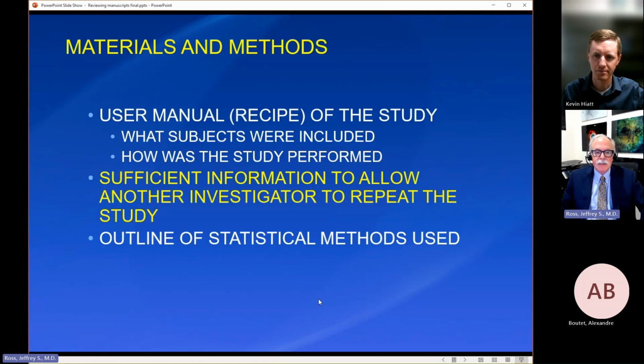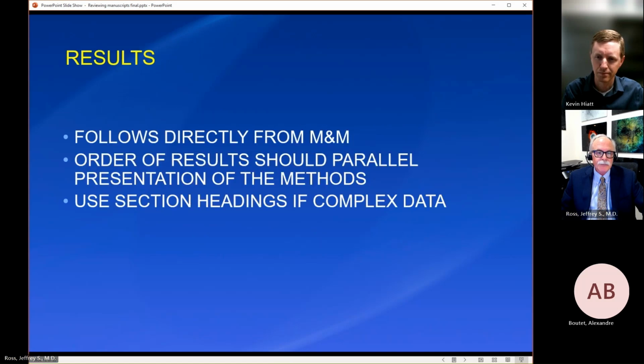Materials and methods. This is the user manual or the recipe of the study. This is critically important because you want enough information to allow someone else to repeat the study. It also gives a good sense to the reviewer and the editor of the diligence that's gone into this study, and should have some outline of the statistical methods. The results should follow from the materials and methods, and ideally parallel that presentation of the methods, and use section headings. Those are very helpful also from the author side.